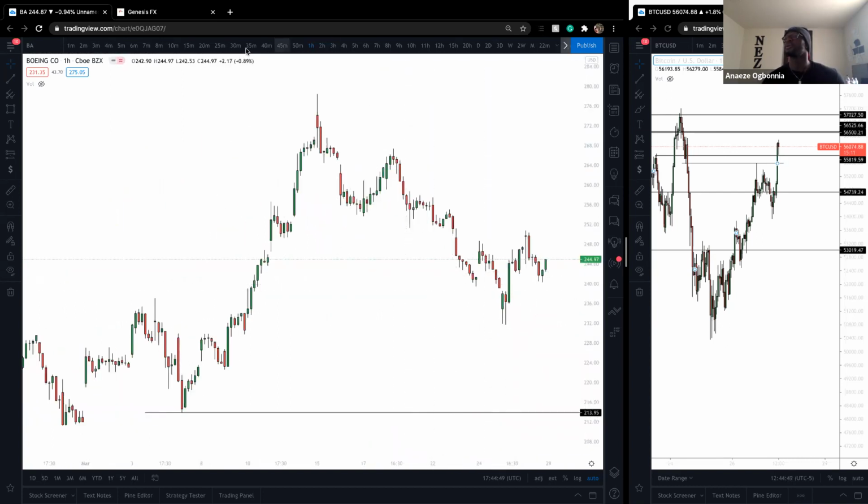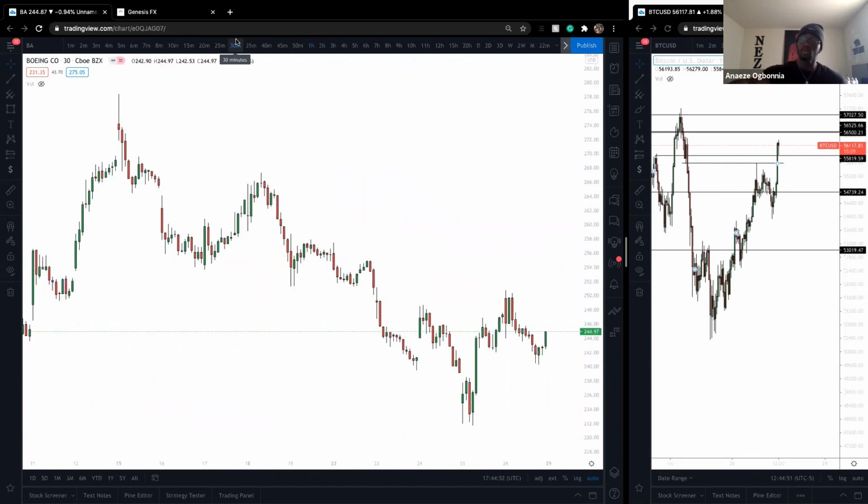But let me tell you this right here. The 1 hour is bullish, right? But the 30 minute is bearish. So now you have to ask yourself, what kind of method do you use? Let's say we're using my method. You go to the 1 hour.